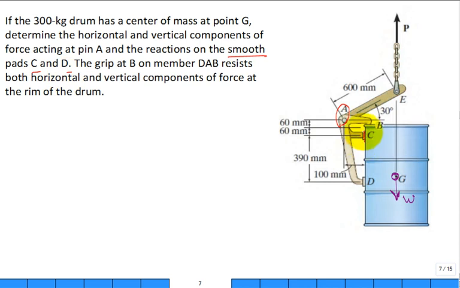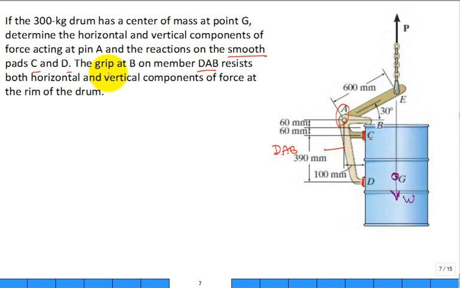So here's a pad at C and a pad at D, meaning if it's smooth, it only has a normal force between the pad and the drum. Not any tangential force. The grip at B on the member ABD, let's find DAB. Here's D, goes up to A, then over to B. So this member is DAB. It's a lighter tannish color than this darker colored member. Can you see that darker colored member comes around on the backside? So the lighter colored member DAB.